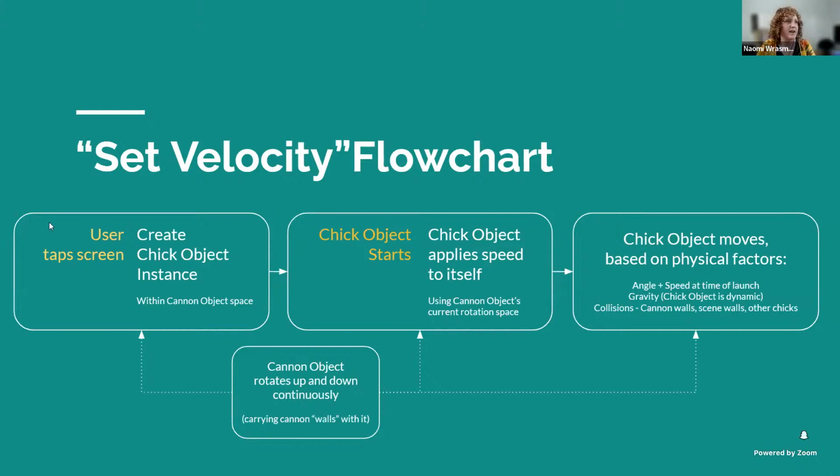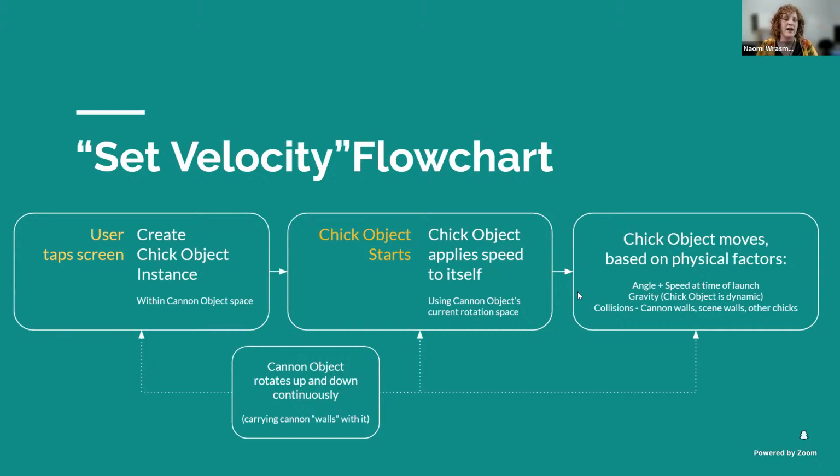We have our first behavior block, and again highlighting the event in yellow. As soon as the user taps the screen, create an instance of the chick object based on its blueprint. As soon as the chick object starts, it applies speed to itself, and it's using whatever is the current local space of the cannon, which we've pulled apart because the direction of the cannon is always going to be changing. And so that is always going to be influencing what happens in our flowchart, but it's not really part of the main cause and effect relationship. So something to keep in mind.